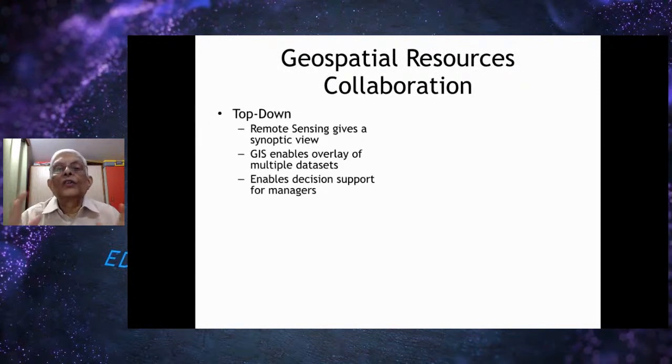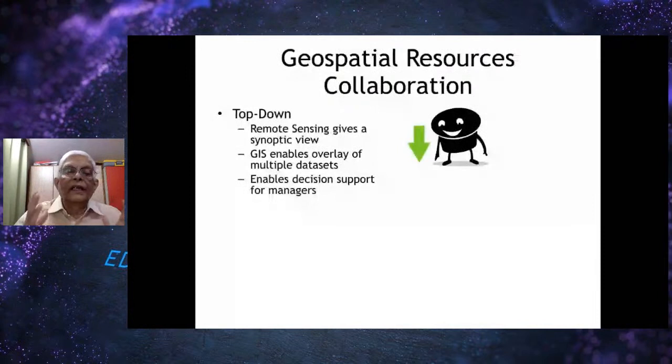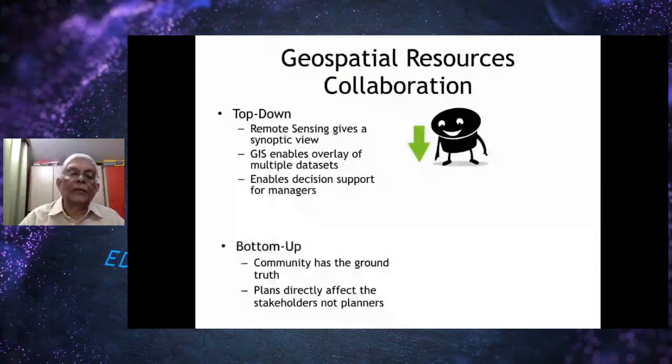We talked of the resource collaboration, right? So we collaborate between the top down, that is remote sensing, GIS, and decision support on the one side, like collectors and so forth. And on the other side, we have the bottom up, which is the community information available, and the plans which are made participatory through the stakeholders. The stakeholders here are the people right on the ground, the grassroots, so to speak.